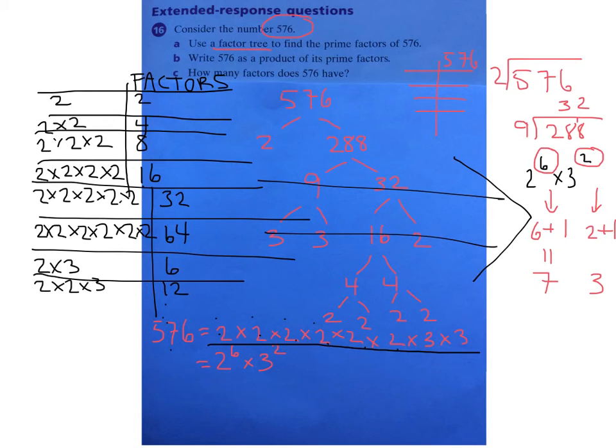Now the trick is, if we multiply these two numbers together, that will tell us how many factors the number has. So 576 has 21 factors.